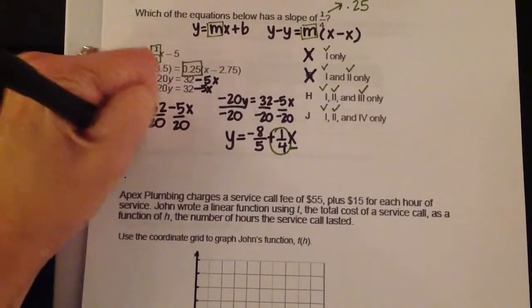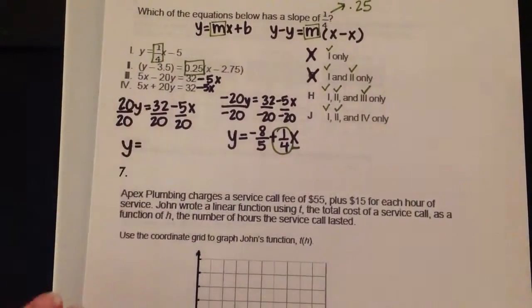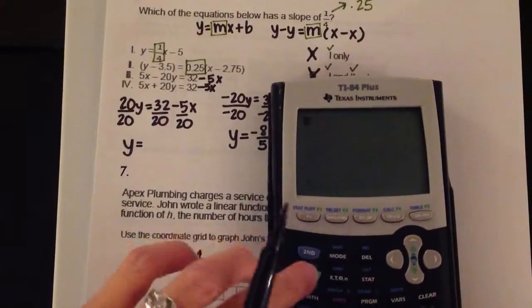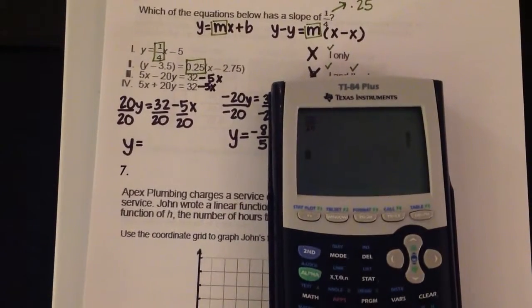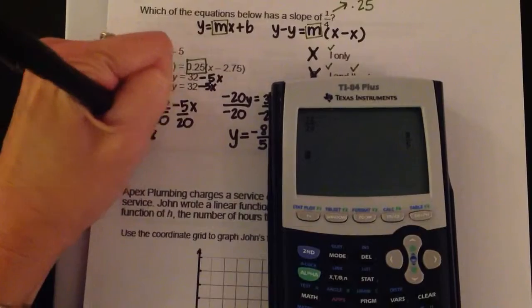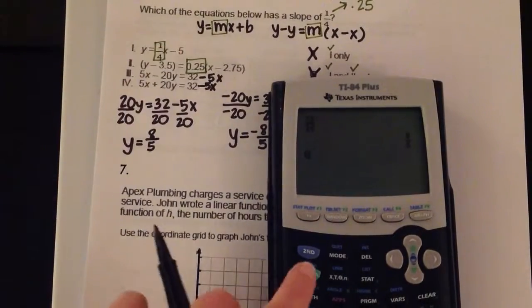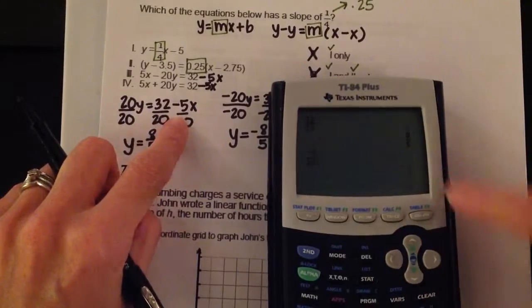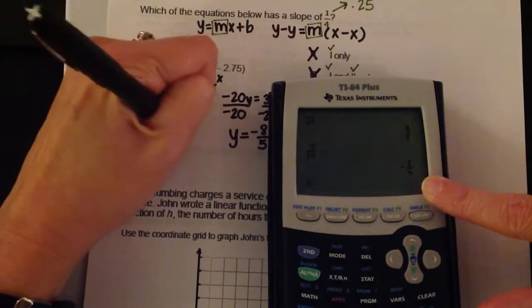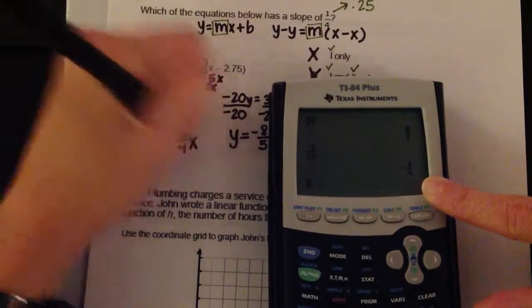So I'm going to do y equals, and again, 32 divided by 20 is not going to go evenly, so I'm going to type in my ratio, 32 over 20. And that is equal to a positive 8/5. My next ratio is negative 5 over 20. And that's going to give me a negative 1/4, which tells me I'm subtracting 1/4.